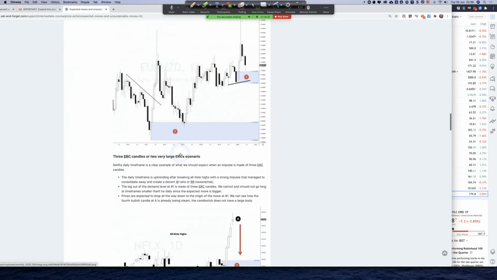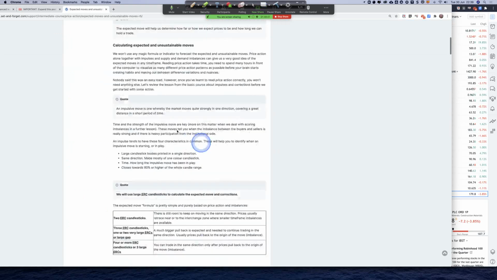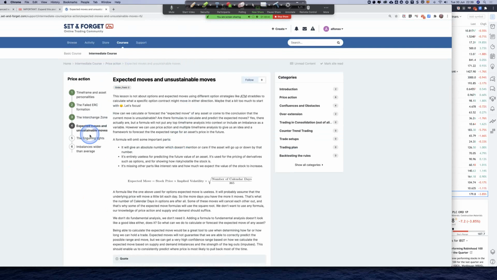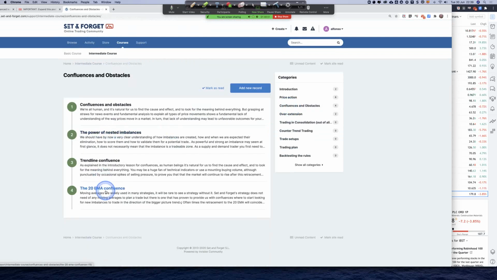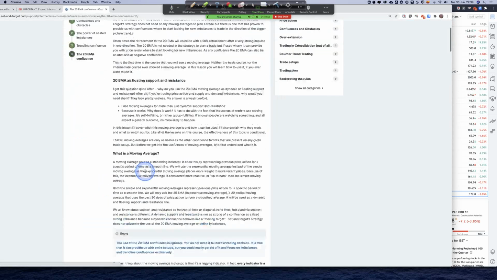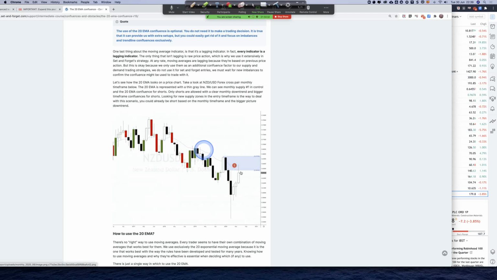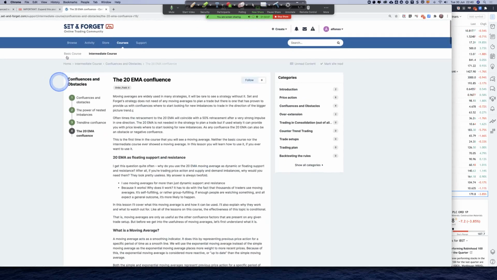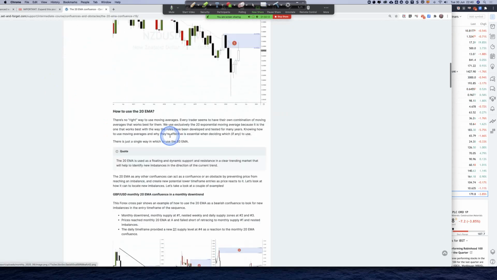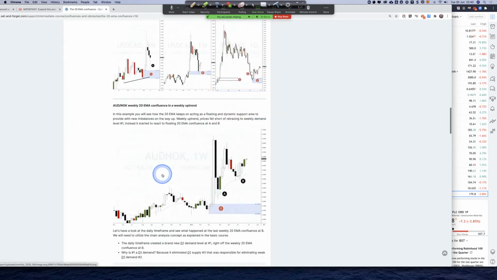As you will see, much better. All the charts are new, nothing from MetaTrader, no indicators used until the indicator is discussed, which is the only one that we are using, the 20 EMA. So we have the confluences, the power of nested imbalances, trend line confluence, and then 20 EMA confluence. This is the first chart you're going to see with an indicator. In many lessons in the basic course, there is not a single chart with an indicator. This is the only one, and this is optional. Then it's going to explain everything step by step.